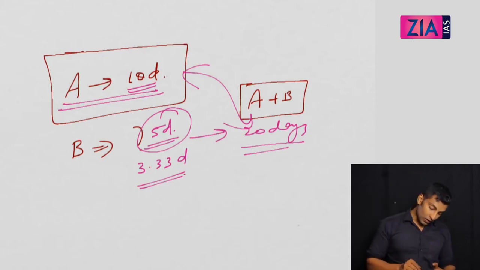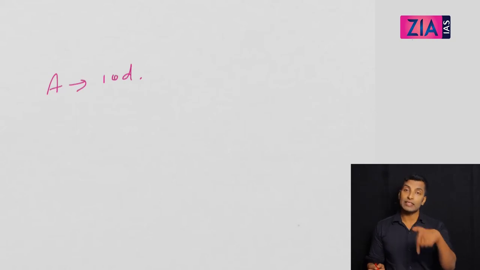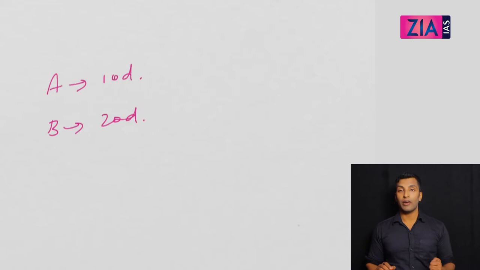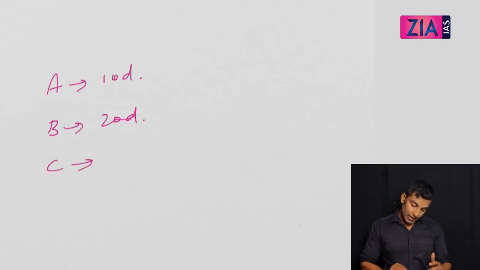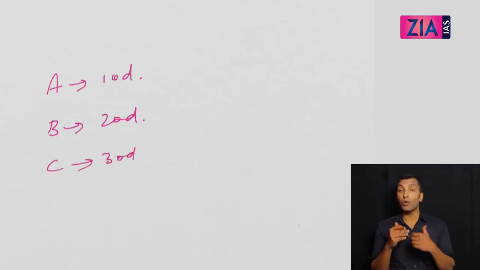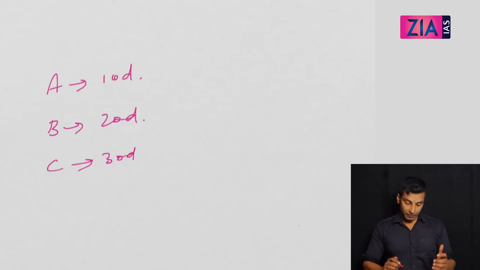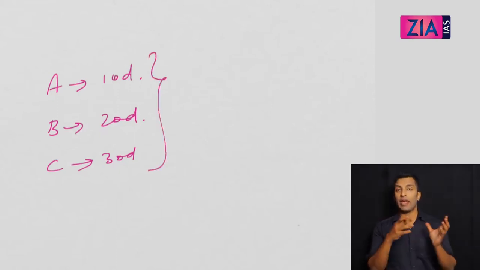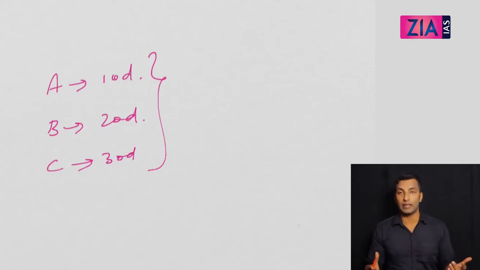Now what is the other way in which you can make the question? A can complete the work in 10 days. A is twice as efficient as B, so B will take 20 days. Then I tell you C. A is thrice as efficient as C, so C will take 30 days. Here A is the efficient one. Now I can ask: if A, B, C work together, in how many days is the work completed?